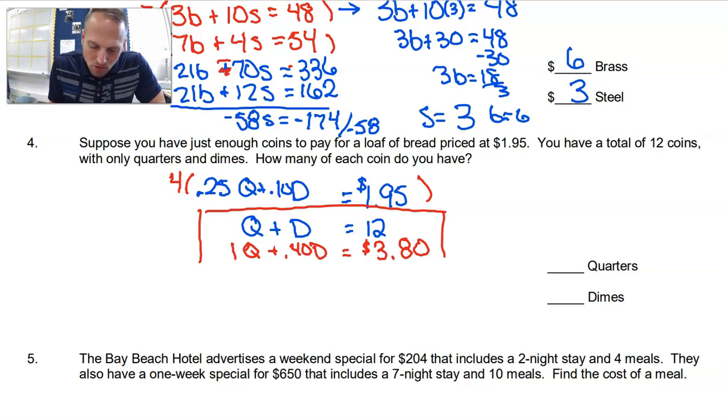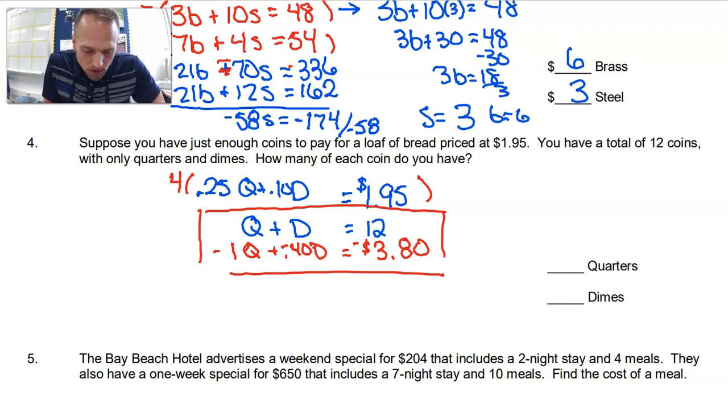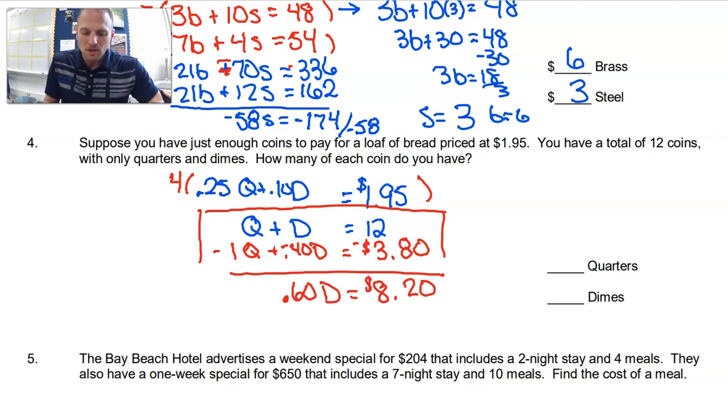All right, so let's change the bottom. Negative 1Q, negative 0.40D, and negative 3.80. All right, now let's see what we have. 1Q minus 1Q is 0. 1D minus 0.4D is going to be 0.60D. And then 12 minus 3.80 is going to be $8.20. So let's see what that is. What's 8.20 divided by 0.60? I'm sorry, $8.20 divided by 0.60 equals, and I made a mistake somewhere.